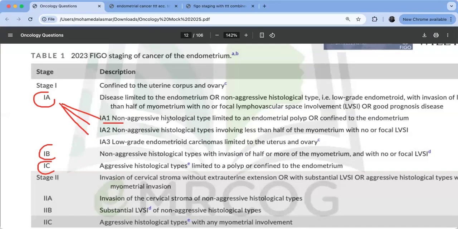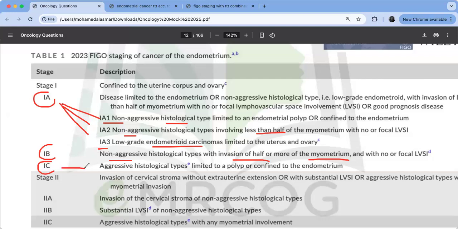This is the most important thing. 1A2 is also a non-aggressive histological type, but involves less than half of the myometrium. And of course, there is no substantial lymphovascular invasion. 1A3 is a special one. It's for endometrioid carcinoma limited to the uterus and ovary. 1B is non-aggressive, but with invasion of half or more of the myometrium. This is 1B.